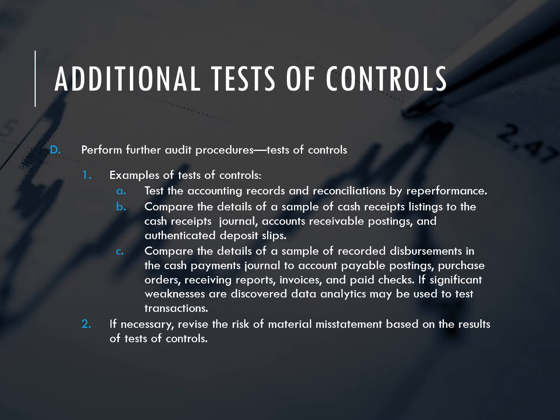You can also pull a sample of cash receipts and see if everything lines up through the process: the journal, the AR postings, the deposit slips. Just follow the cash cycle. And then if you see something loose or something that's not correct, you can always revise the risk of material misstatement by lowering your detection risk.